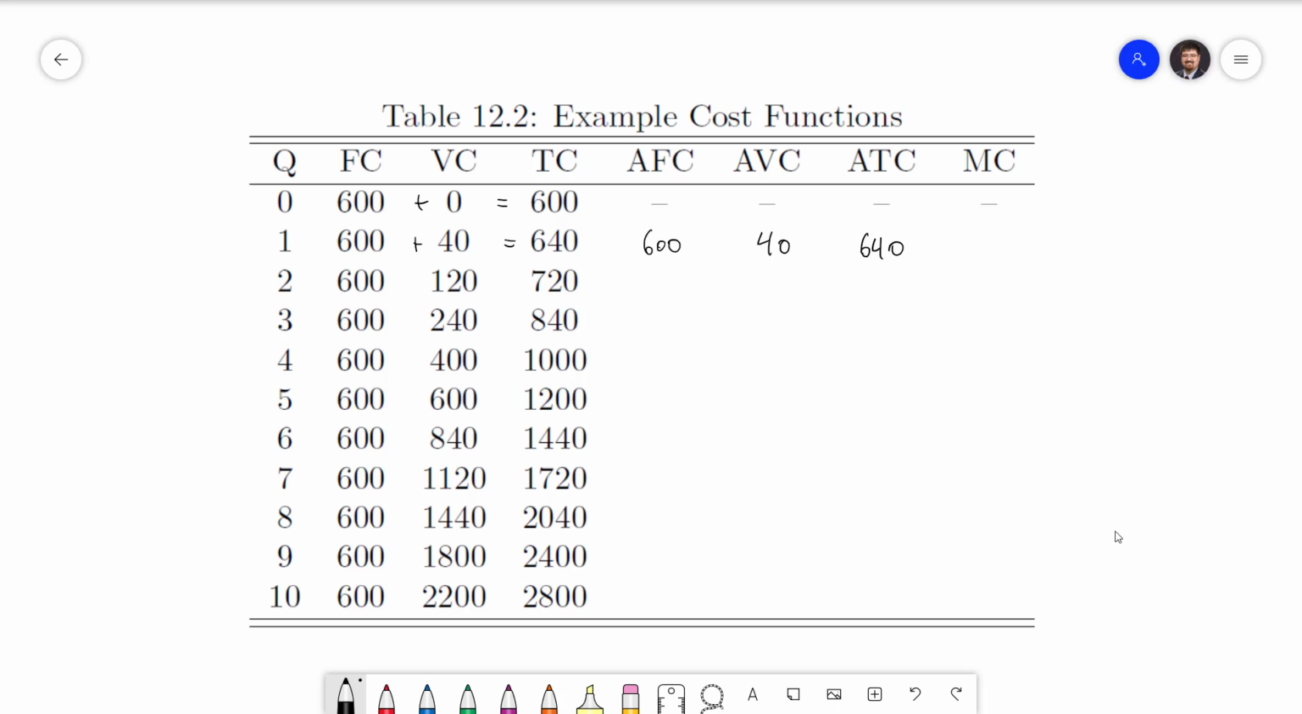At 2 output, 600 is now divided by 2 for the average fixed cost, so we get 300. Average variable cost is going to be 120 divided by 2, so we have 60. Average total cost, we can either take 720 divided by 2 or add 300 and 60 to get 360. We can then continue this process all the way down.